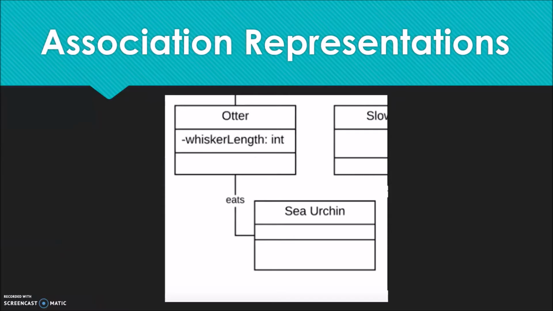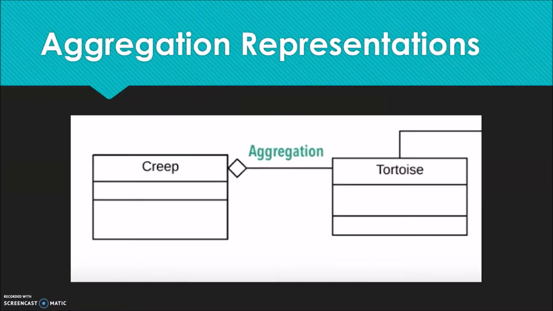Association is marked by a regular straight line. It showcases that one class has a direct relationship with another class. For example, otters eat sea urchins. Depicted through the UML language, this relationship is solely involved with the otter and sea urchin classes.